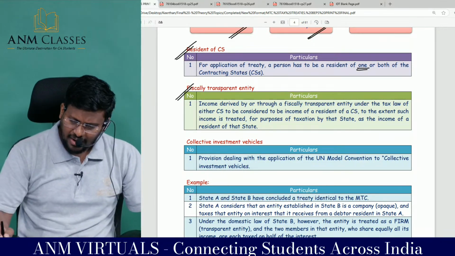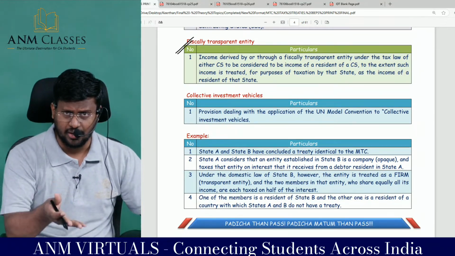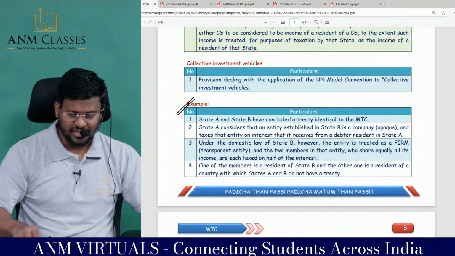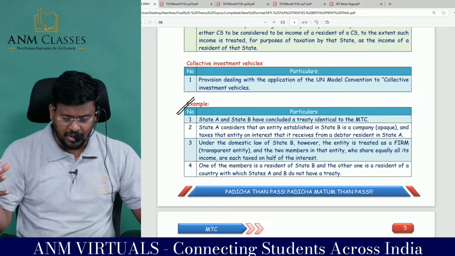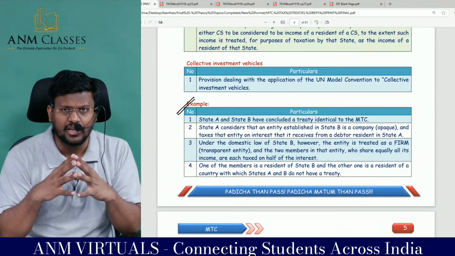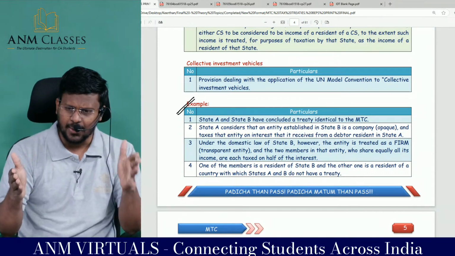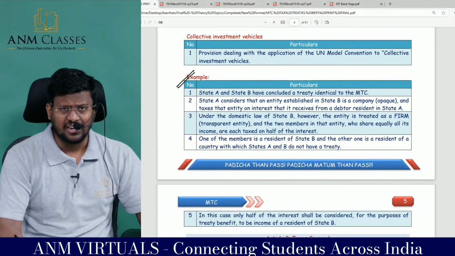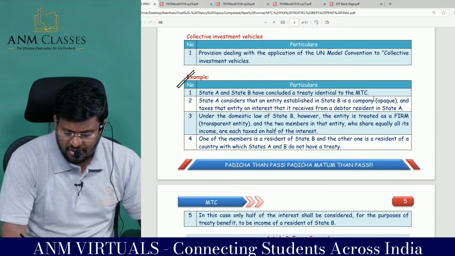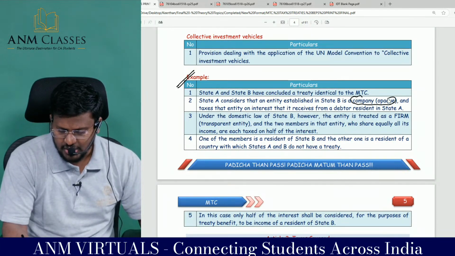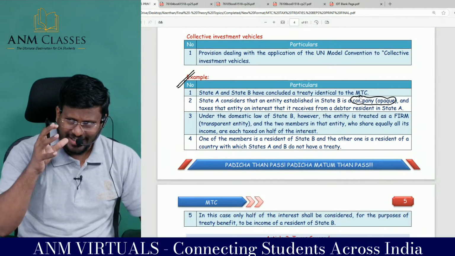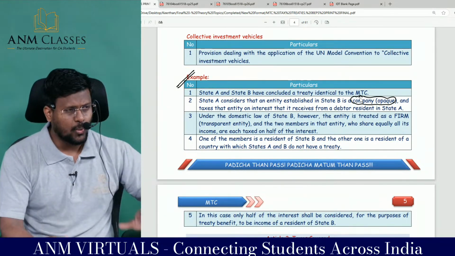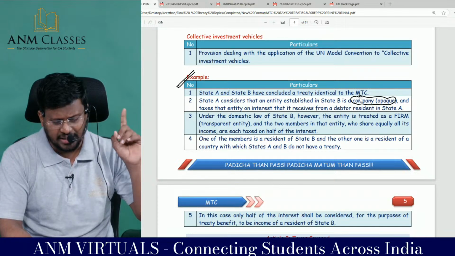That means we have an example. We have not understood anything after reading this, so we discuss this example. For example, state A and state B have concluded a treaty identical to the model tax convention, like India and Pakistan entering into a double taxation agreement. State A considers that an entity established in state B is a company that is opaque. That means there is one entity established in another state, which state A sees as a company.